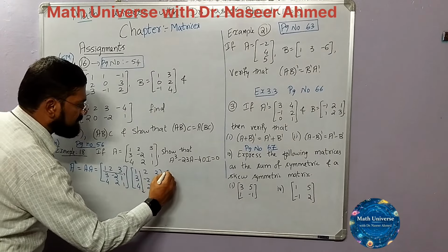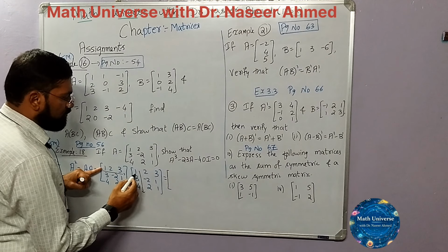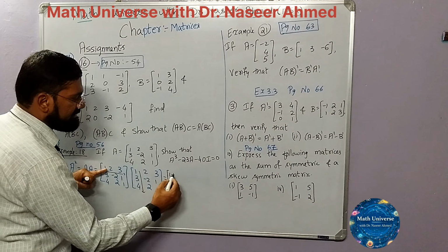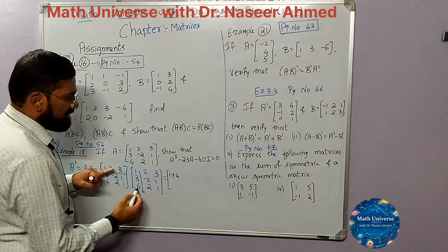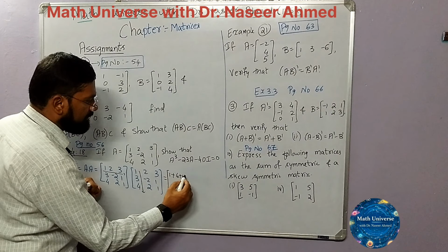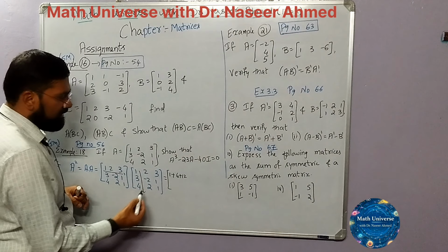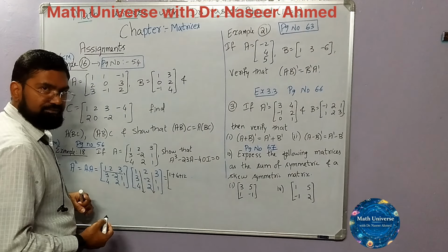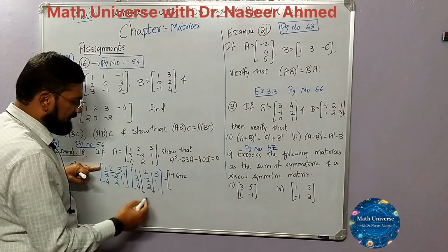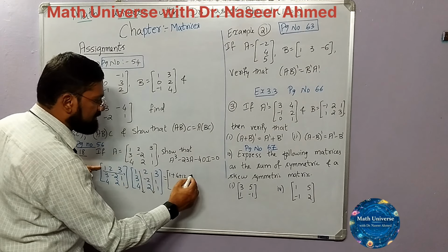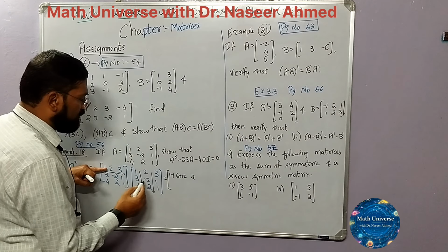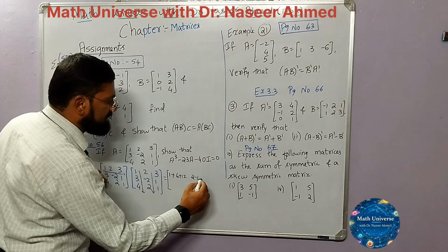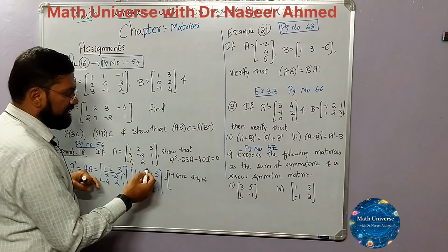Same logic. Let's multiply. 1 into 1 is 1. Then 2 into plus 3 will be plus 6. Then 3 into plus 4 will be 12. As soon as you have finished the first column, you go to the second column, and you give a space. Now again with the first row, multiply the second column elements. 1 into plus 2 is plus 2. Then 2 into minus 2 will be minus 4. Next 3 into 2 will be plus 6. I have completed the second column.